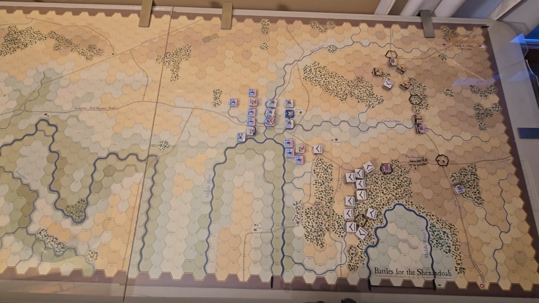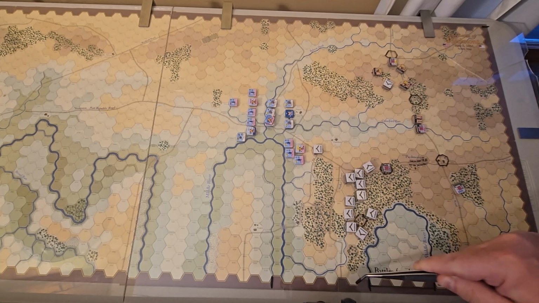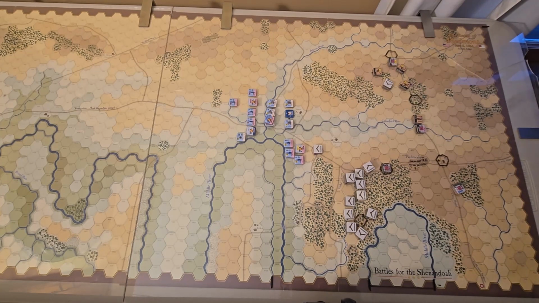Oh yes, Confederates, if they cannot trace a route to the side of the board over here, excluding these hexes here, or the south side of the board here, will be considered routed at the end of the game, so that could cause more brigade ineffectiveness and ultimately division ineffectiveness there as well. So those will be the victory conditions. Union is obviously the attacker. Confederates are going to be the defender over here, and we'll see how this battle works out.